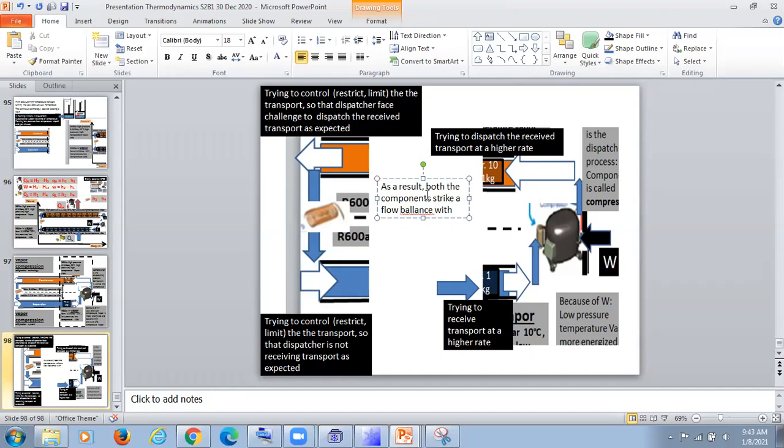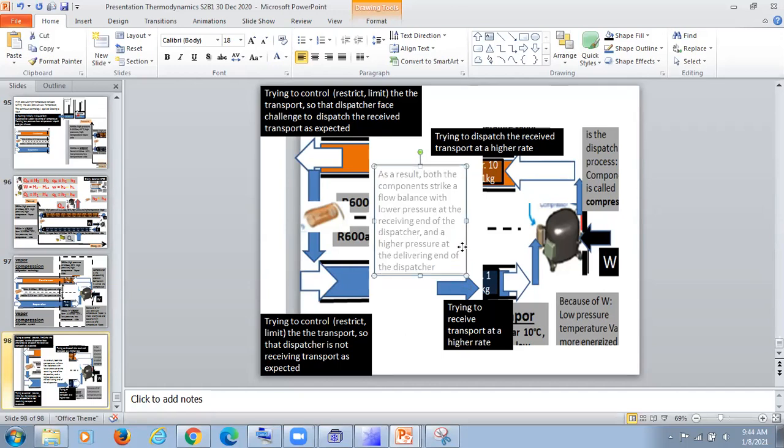with lower pressure at the receiving end of the dispatcher and a higher pressure at the delivering end of the dispatcher. So this is the outcome of that.